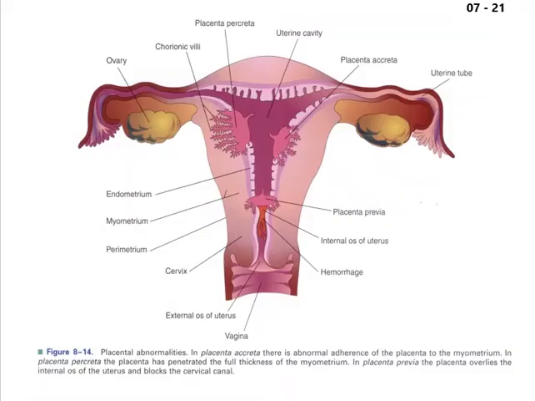Regarding placental insertion, if the placenta is inserted and embedded through almost all layers of the uterine wall, it's called placenta percreta. If it reaches the myometrium, it's called placenta accreta. If it's inserted at the region of the internal os, it's called placenta previa, and in this case, it closes the cervical canal or childbirth canal.